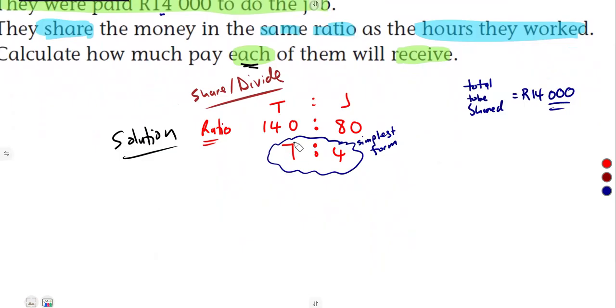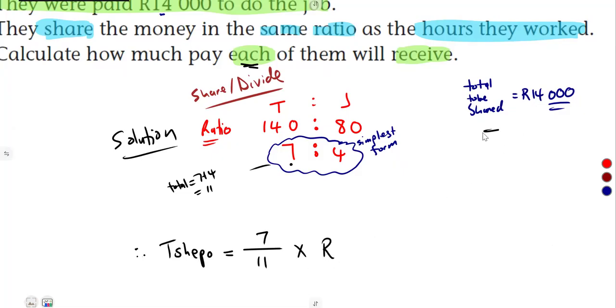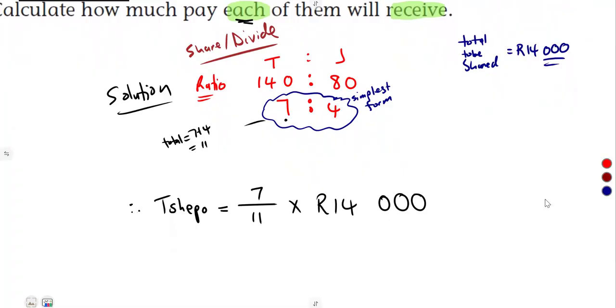Tsepo had 7 and John had 4. So what is the total of the ratio? So the total is going to be 7 plus 4, which is 11. So therefore, Tsepo is going to obtain 7 parts out of the total ratio 11, times what they are sharing, to be shared. It is 14,000 rand. Just like that. So that is what you're going to have.